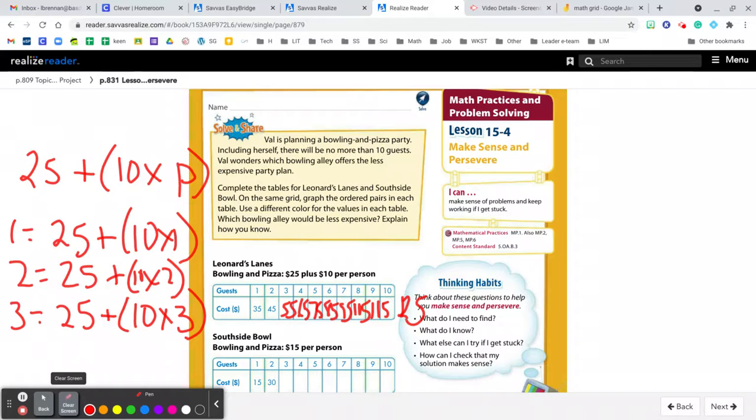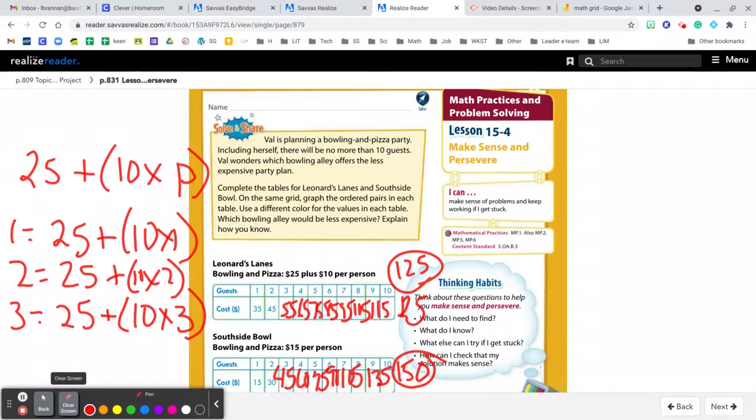For Southside Bowling, it's $15 a person, period. That's it. So we're counting by 15s here. 15, 30, 45, 60, 75, 90, 105, 135, and 150. So at 10 people, we wind up with 150 here. 10 people, it's 125 here. So we can see that Leonard's Lanes is cheaper by filling out that chart.